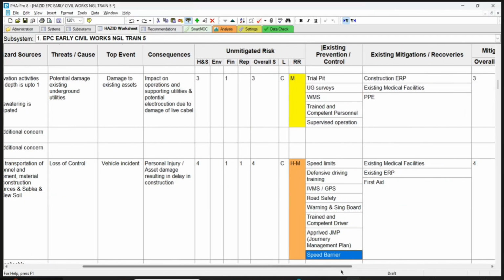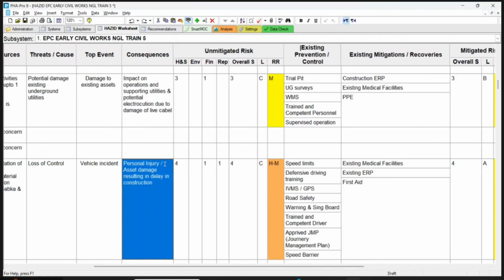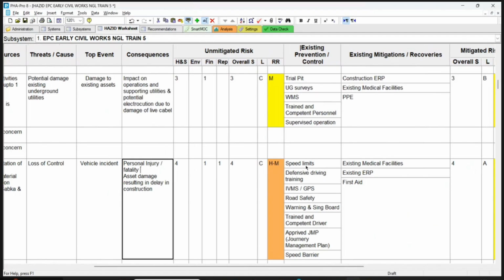Let's check if it is applicable. Personal injury, asset damage, that should be a fatality. No, put fatality. Here, personal injury and fatality. Okay. So existing medical facility, contractor ERP, construction ERP.